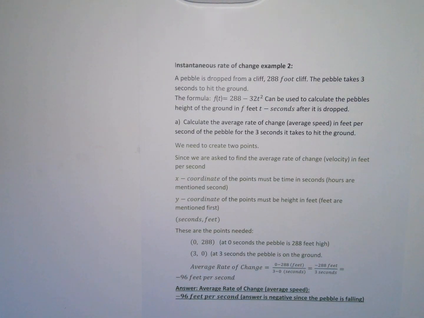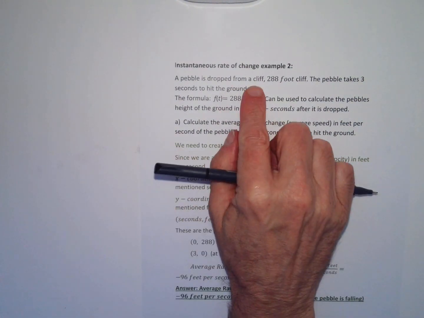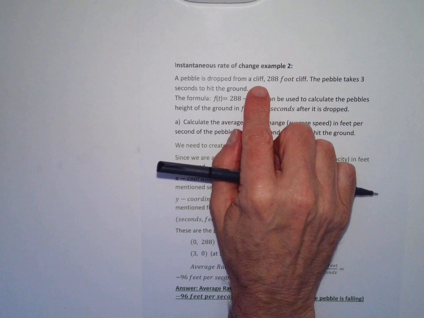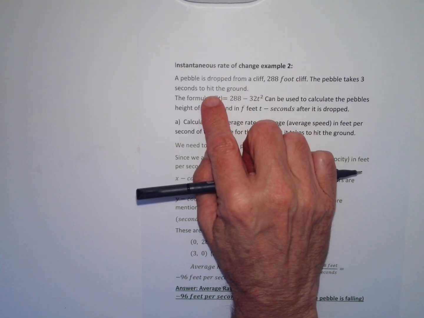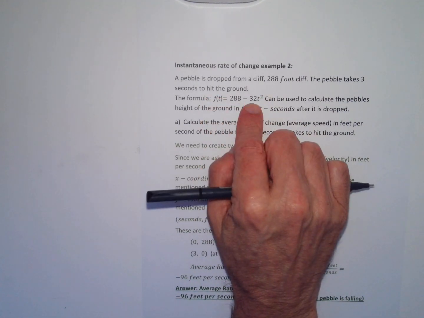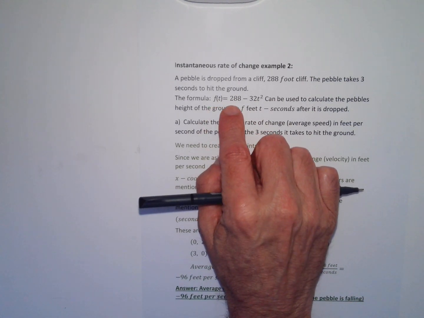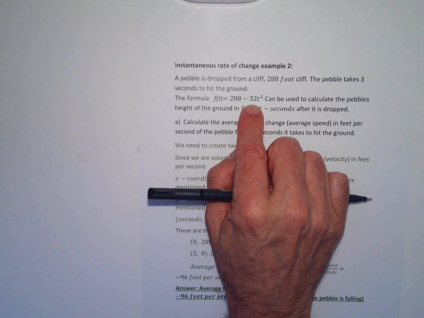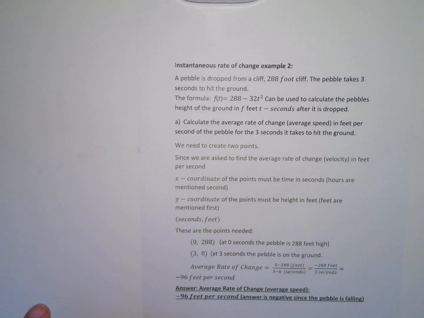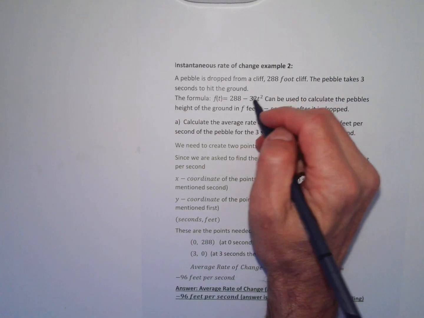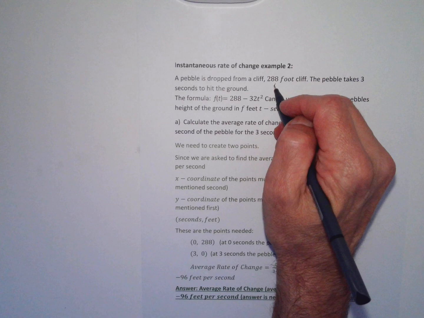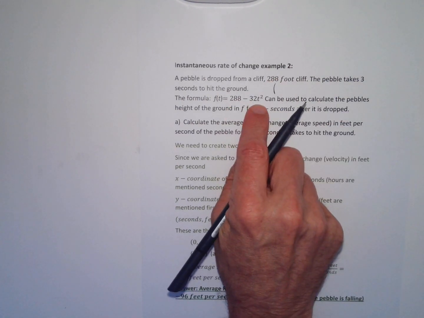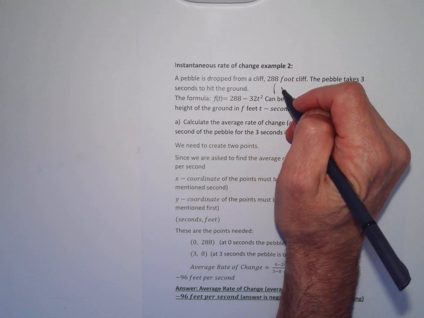typical beginning calculus problem. A pebble is dropped from a 288-foot cliff, and it takes the pebble 3 seconds to hit the ground. This formula, f of t equals 288, which is the height of the cliff, minus 32 times t squared, can be used to find the pebble's height in feet off the ground for the 3 seconds that it's flying. So for this function, the numbers on the right-hand side represent time in seconds.